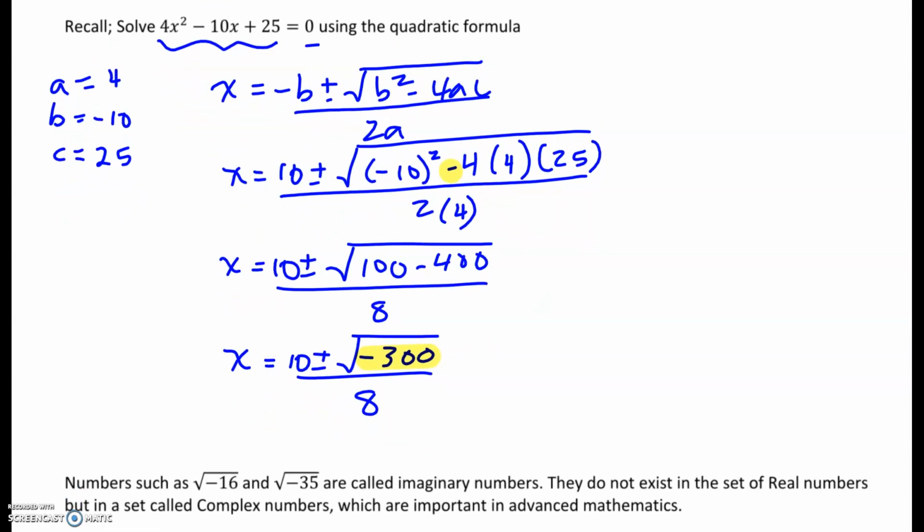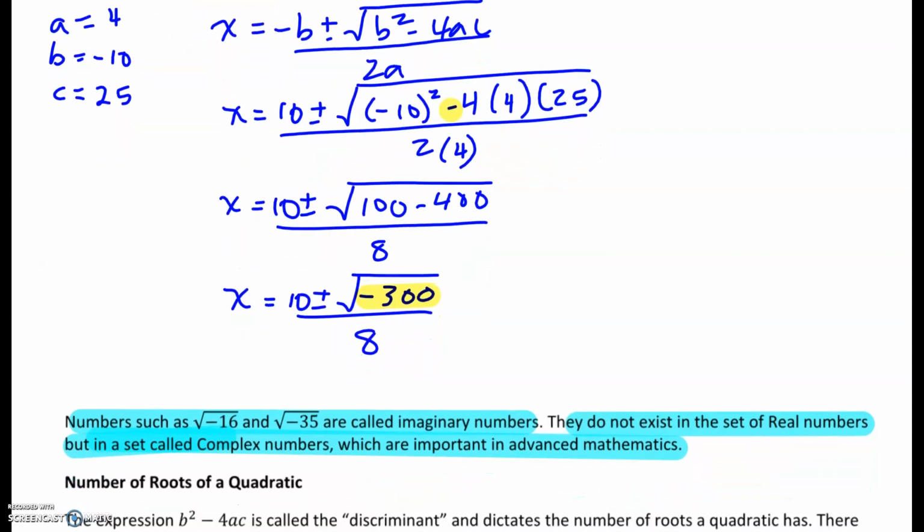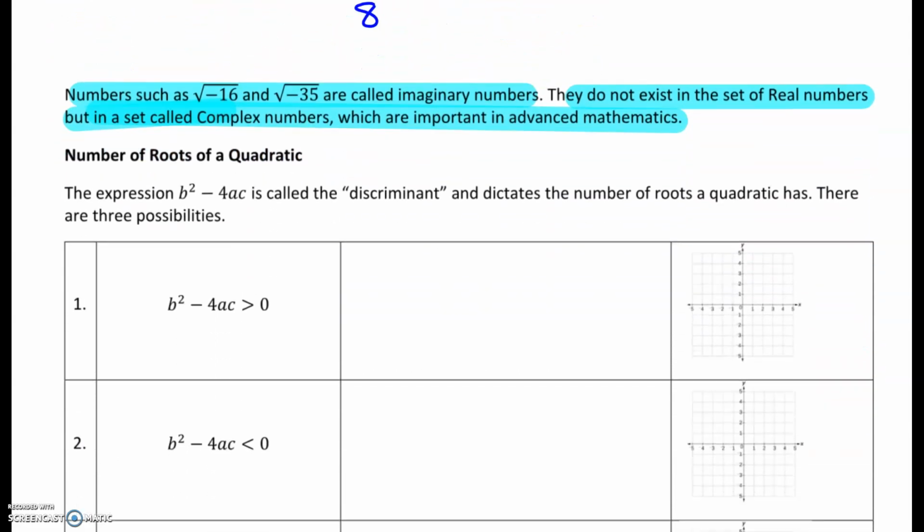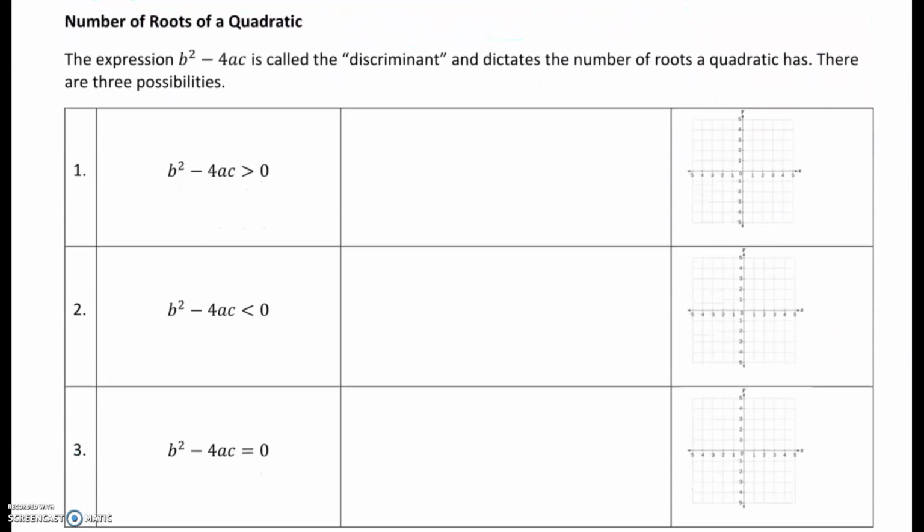So it says down here that numbers such as -16 and -35 are called imaginary numbers. They do not exist in the set of real numbers, but in a set called complex numbers, which are important in advanced mathematics. So we won't be using imaginary numbers for our purposes, but this leads us into what it means when I have that negative under the square root. And we're going to talk about something called the discriminant.